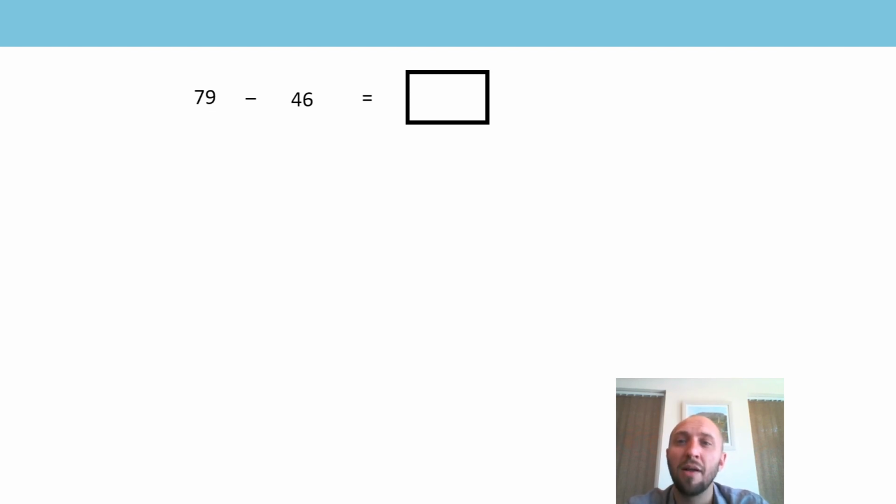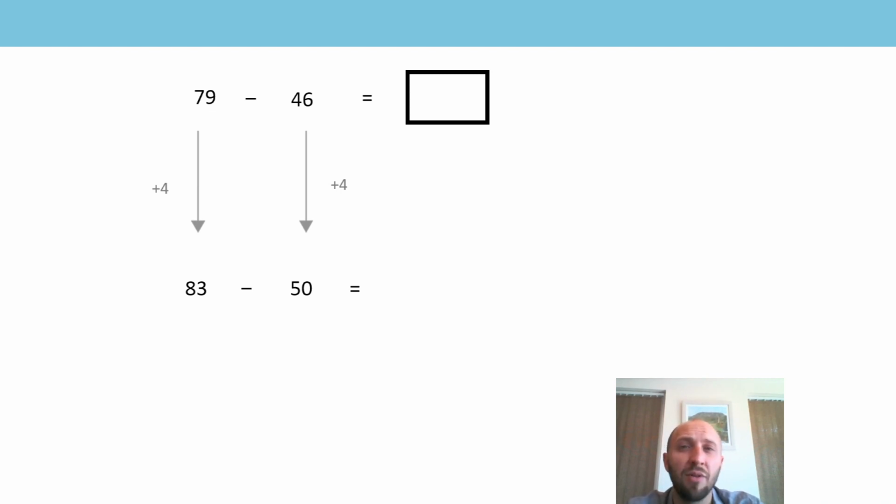Let's see what this would look like. So the subtrahend is 46. To change it to a multiple of 10, I would add 4 to get to 50. And because I've added 4 to the subtrahend, I need to do the same to the minuend. Add 4. So now I'm left with a calculation. 83 subtract 50 equals. And that's quite a nice, easy mental calculation to complete.